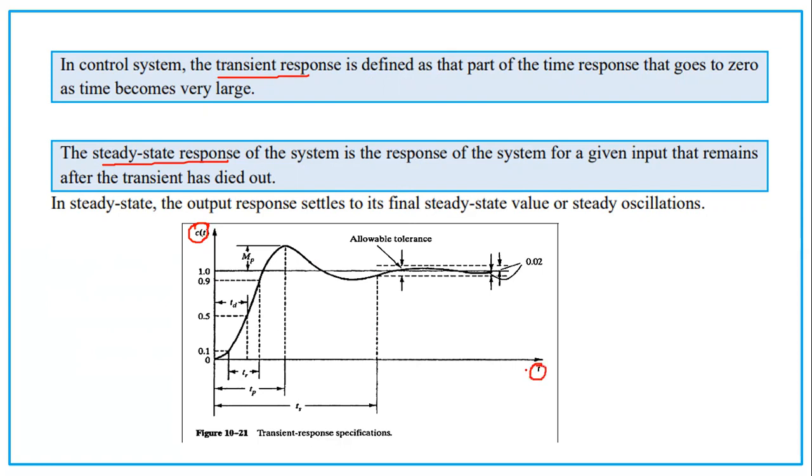Looking at t on the x-axis, up to here is the transient response specification. You can see after a certain time it is settling down. So this is the transient period and this is the steady state period. In steady state, the output response settles to its final steady state value or the steady oscillation. So don't think about the other markings in this figure. Just understand this is the transient state and this is the steady state.